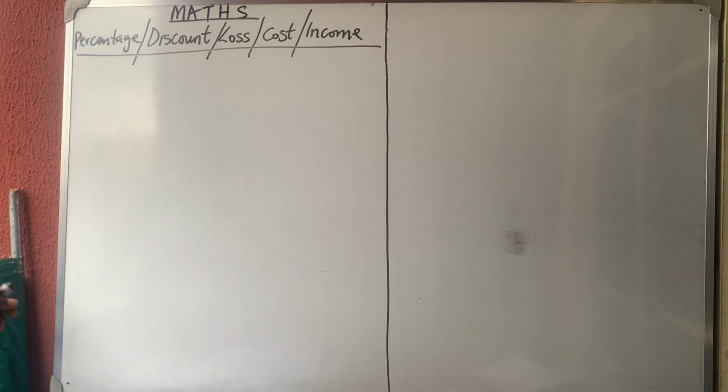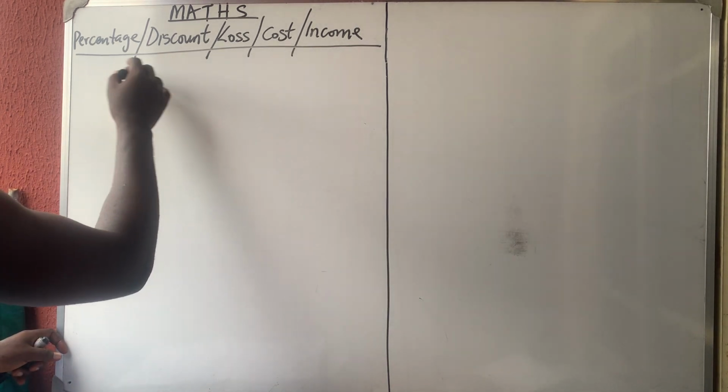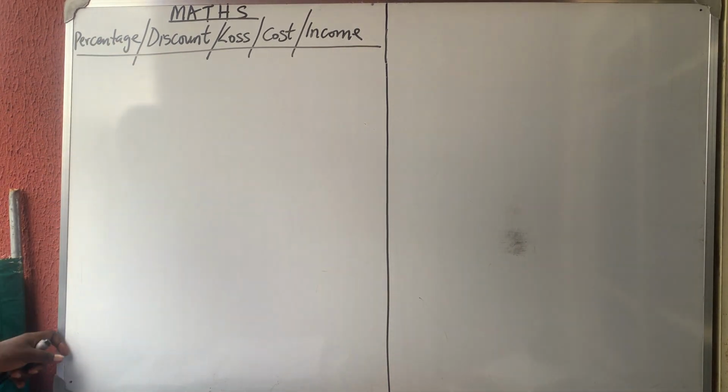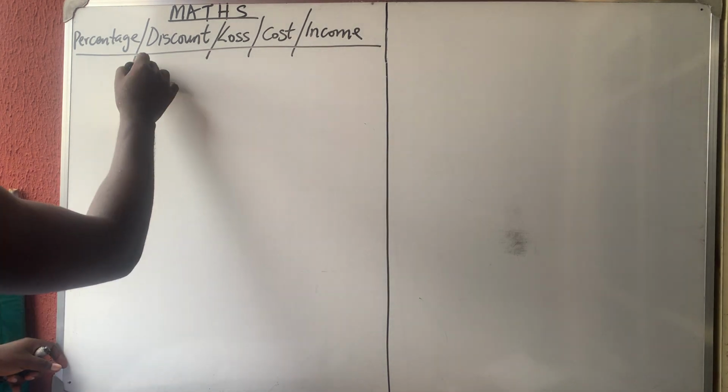In this video, we'll be talking about percentage, discount, loss, cost, and the rest of them. Okay, so the first one we'll talk about is percentage. So let's talk about percentage.